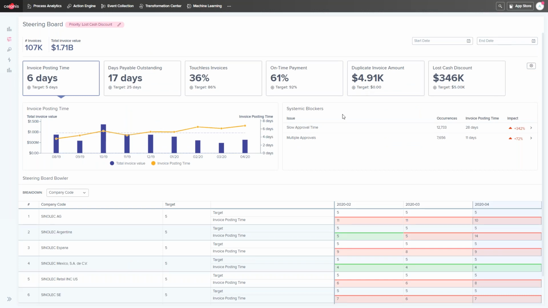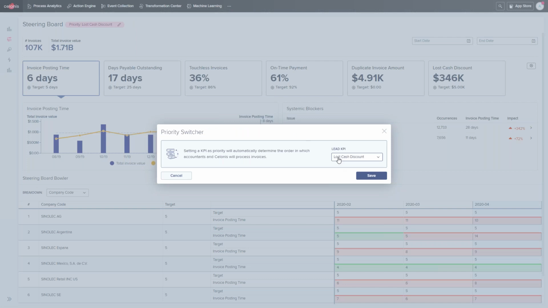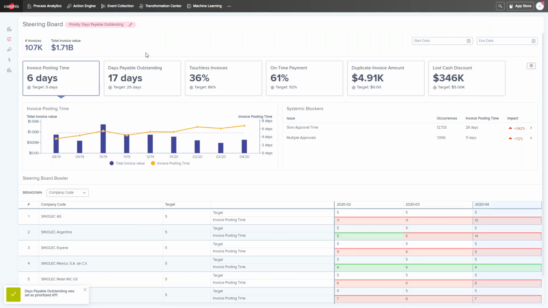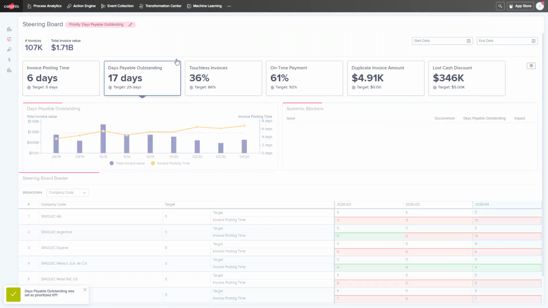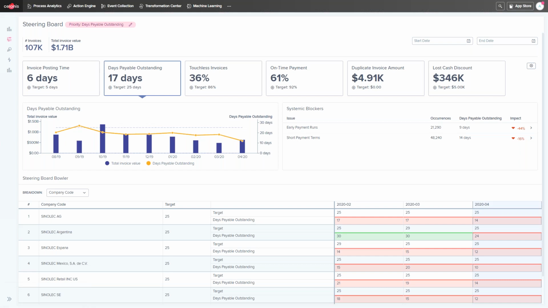So looking at this number one blocker of early payment runs, what Celonis has detected is that there's a whole set of invoices right now that are scheduled for an upcoming payment run, but they're actually not yet due. And so Celonis is not only able to diagnose this problem, but also has a clear recommendation of what to do about it, and it allows you to take that action as well.